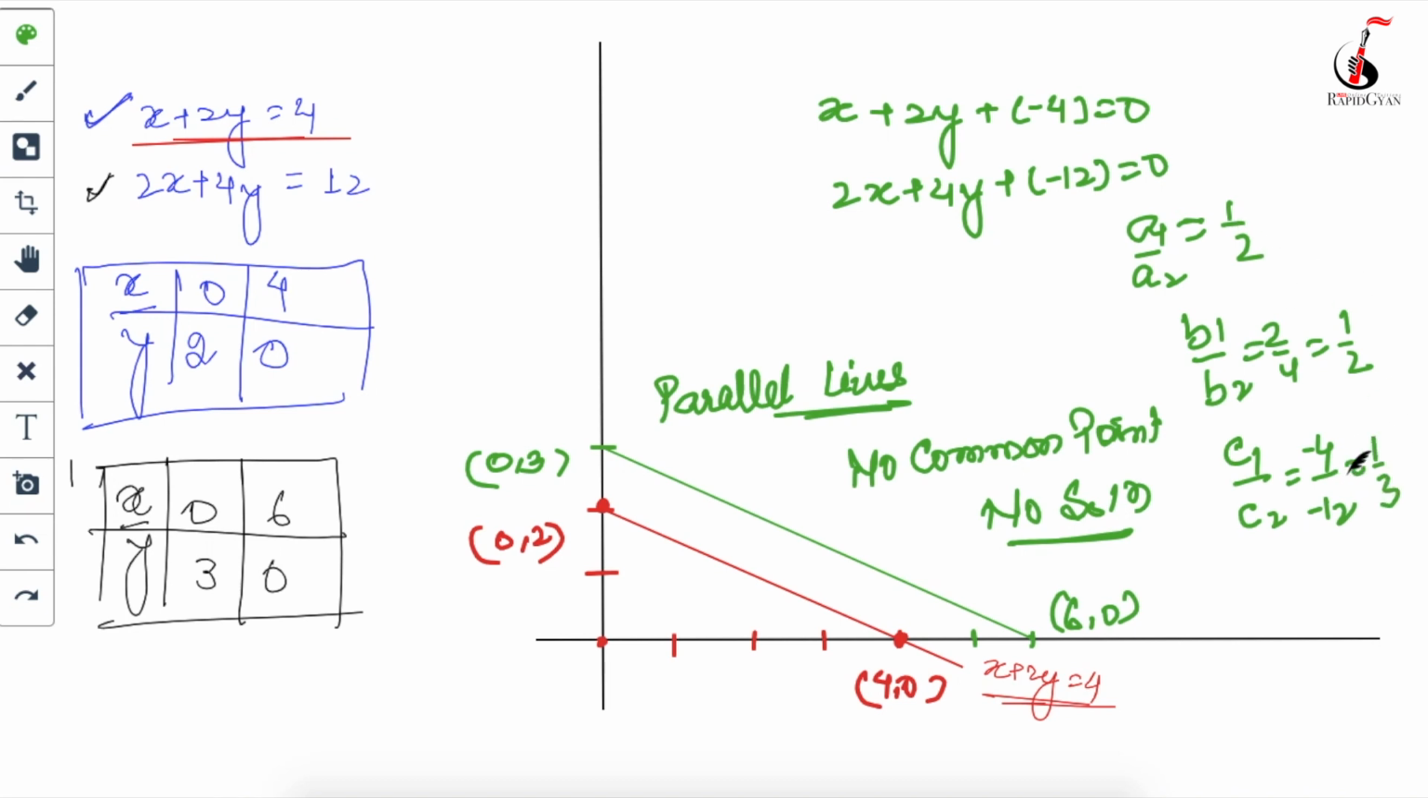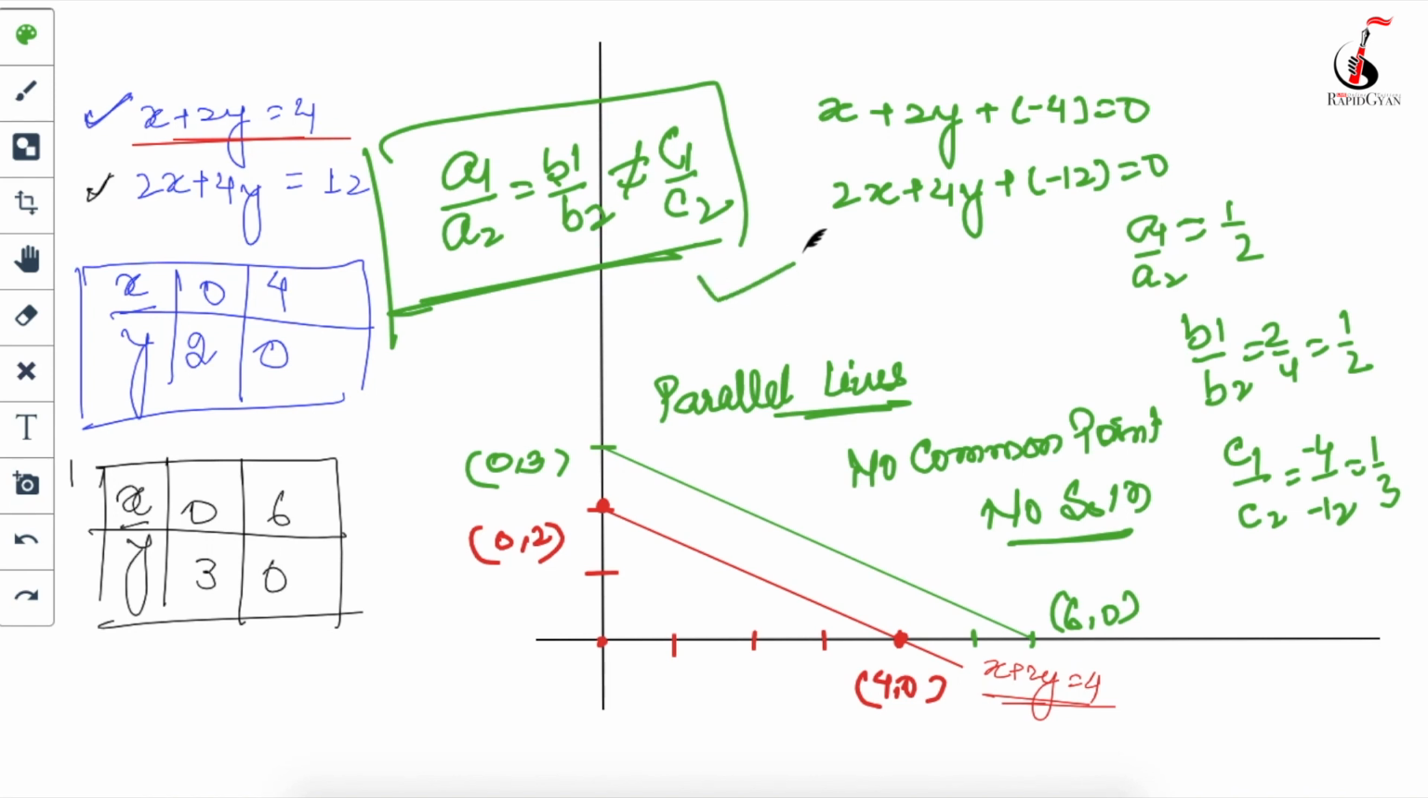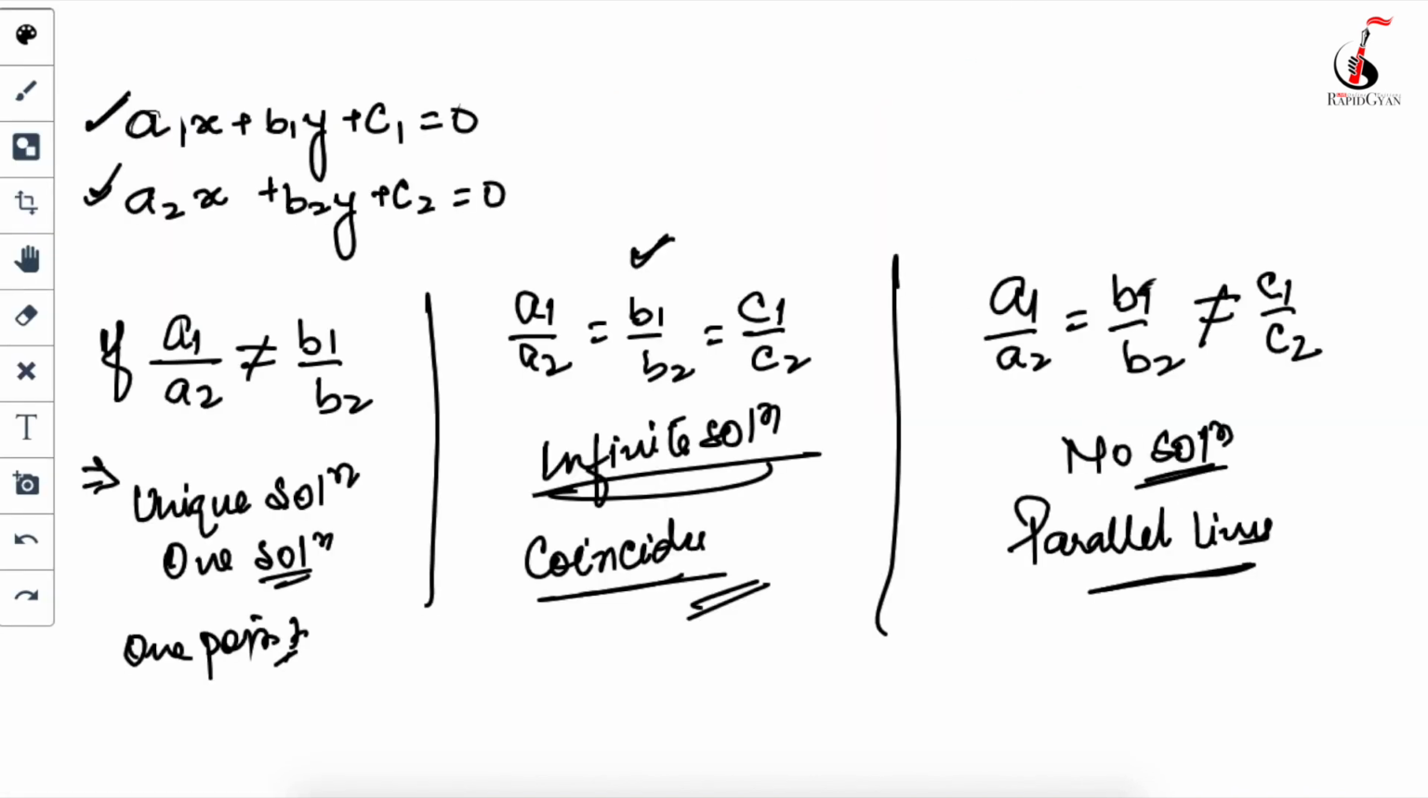So what you are clearly seeing here is that a1 upon a2 is equal to b1 upon b2, but it's not equal to c1 upon c2. So this is the case of parallel lines, when you will get no solution. So hope it's clear, guys.